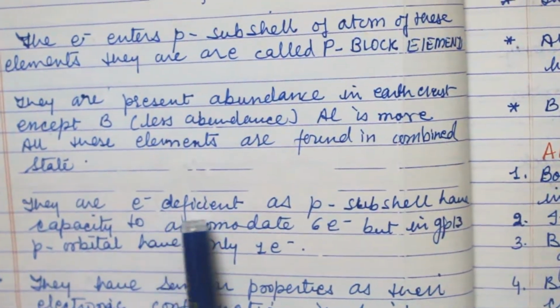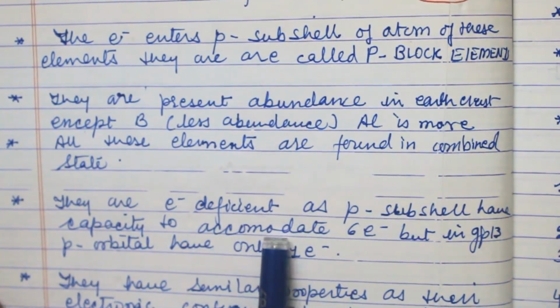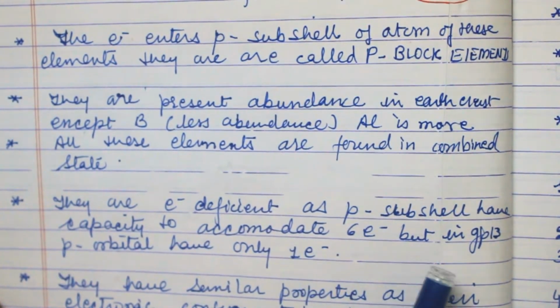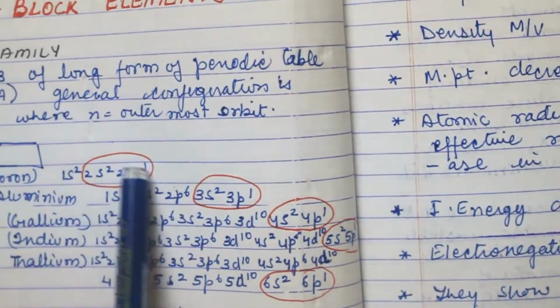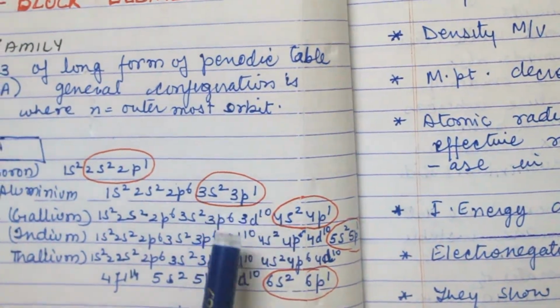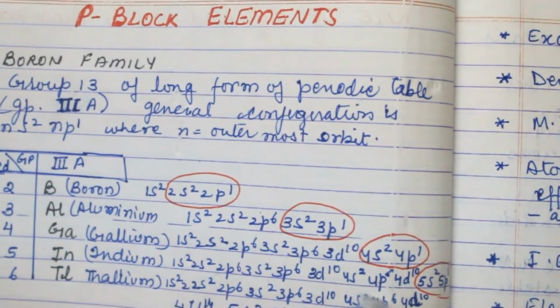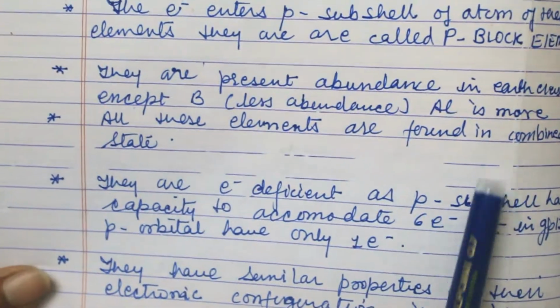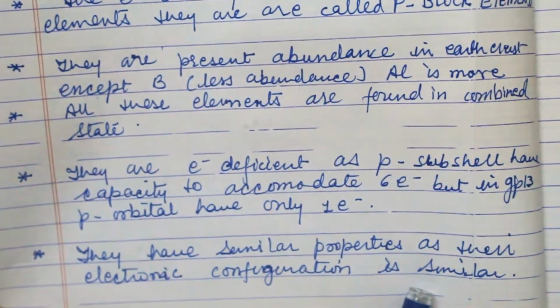They are electron deficient, as the p subshell has the capacity to accommodate 6 electrons, but in this group the p orbital has only 1 electron. In this type of electronic configuration, p has only 1 electron in it. That is why they are electron deficient. Next, they have similar properties as their electronic configuration is similar.